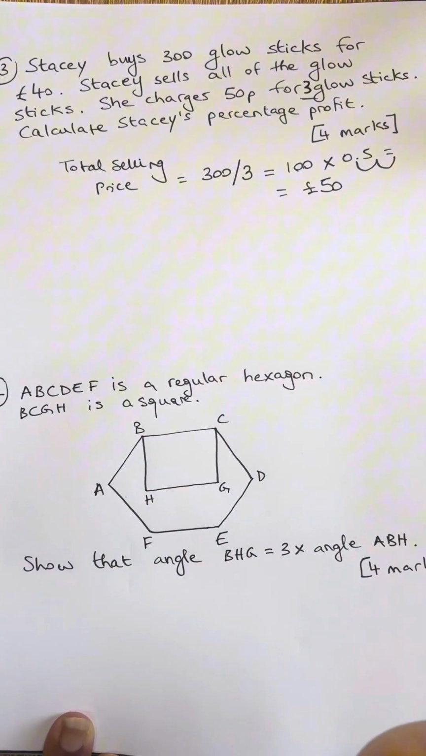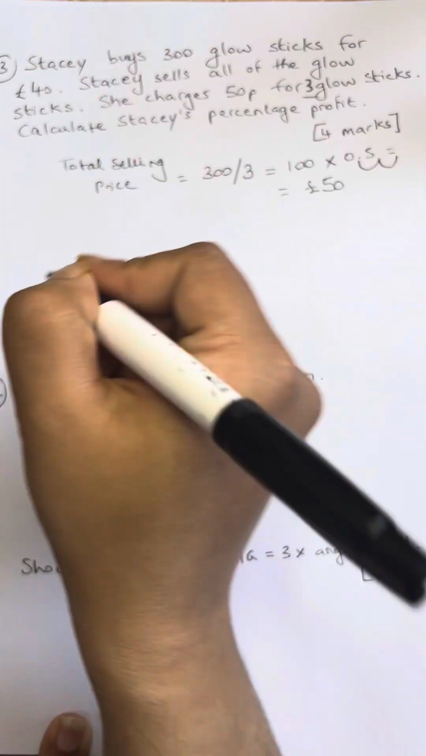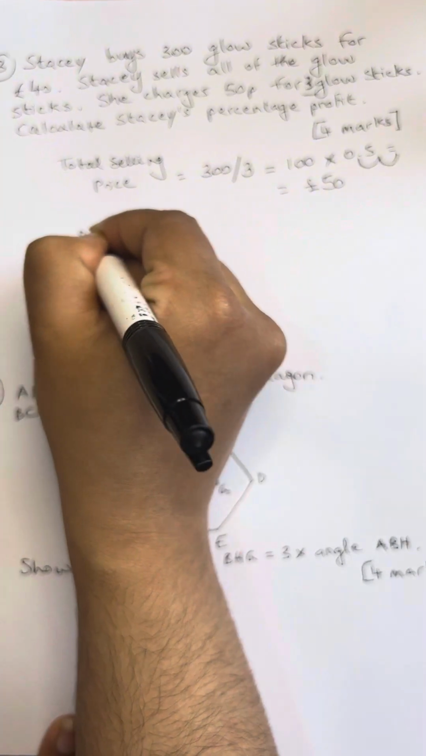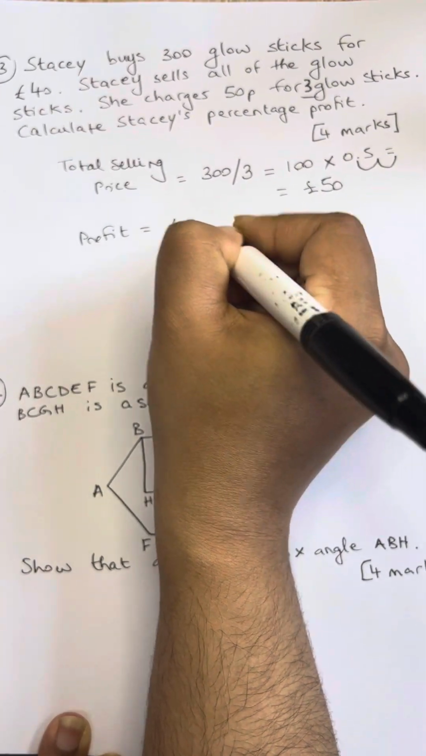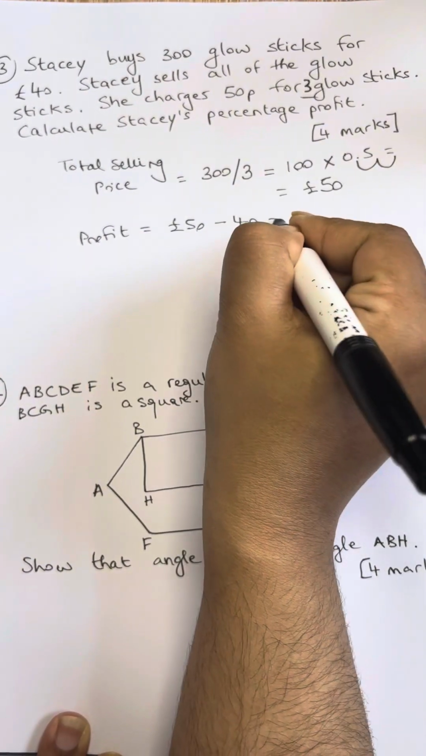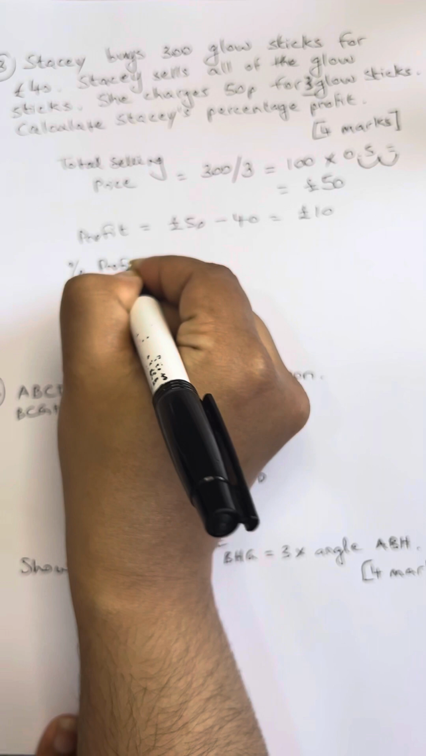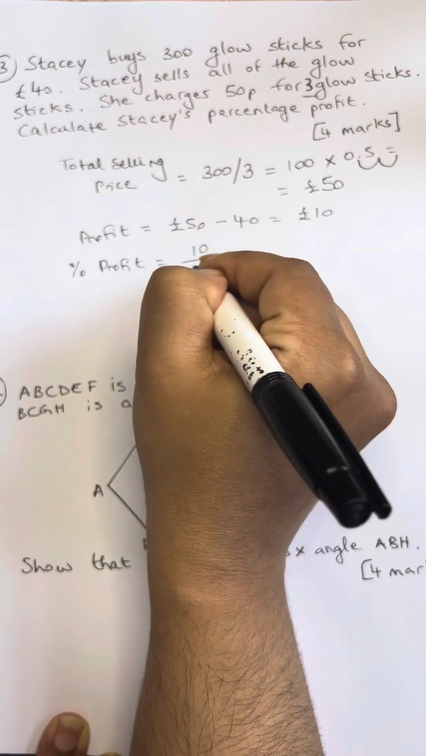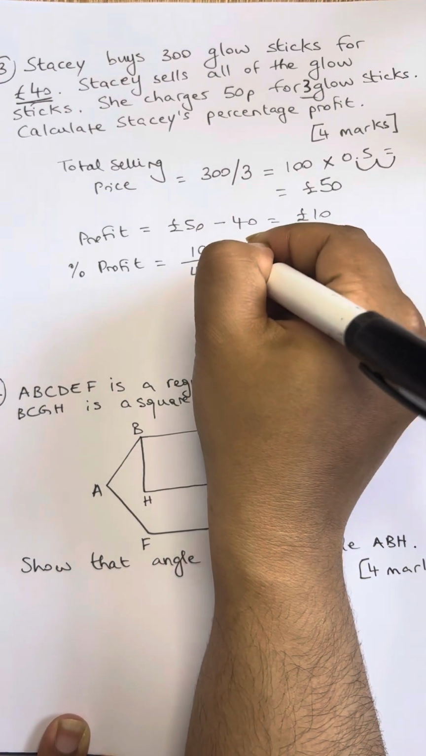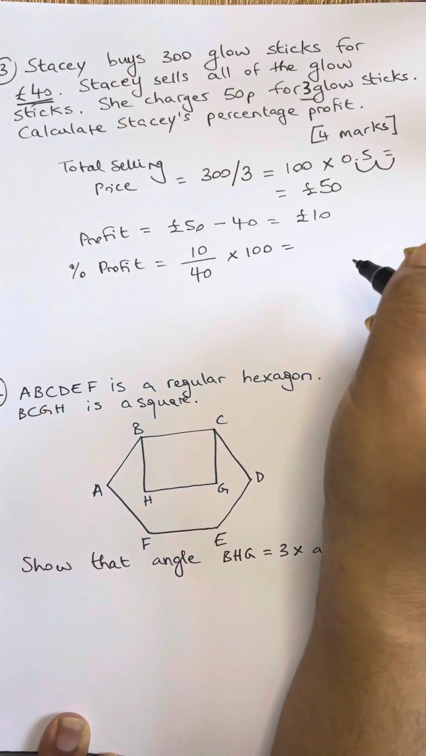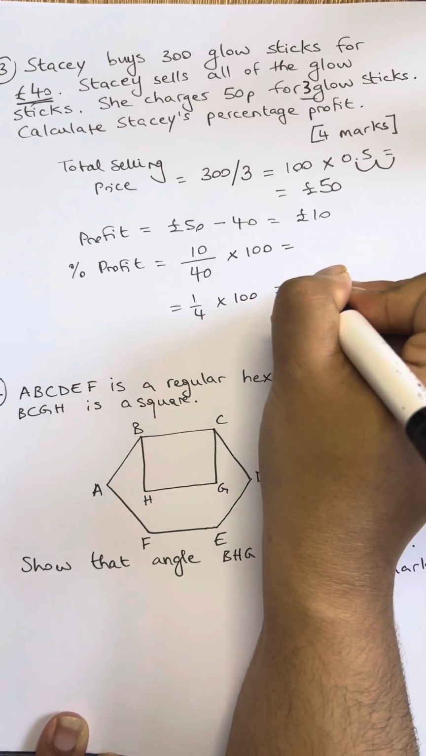Let me just remind you that this is a non-calculator paper, and that's why we're not using a calculator. So £50. And then what's the profit? What is the profit that she has earned? £50 take away £40, that's giving me £10, right? So the percentage profit is going to be 10 over 40, which is the amount she originally paid, multiplied by 100. So 10 over 40 is 1 over 4 times 100. 100 divided by 4 is 25.